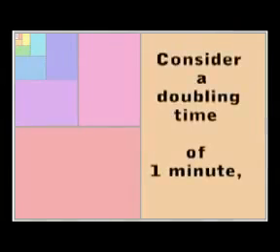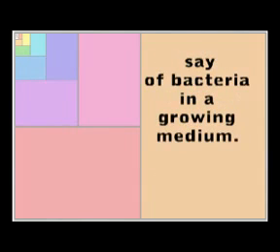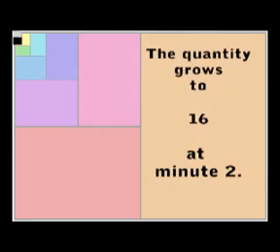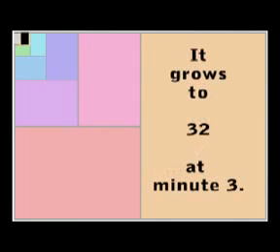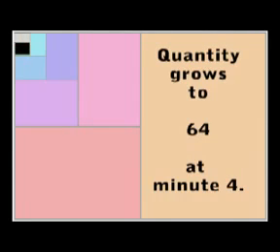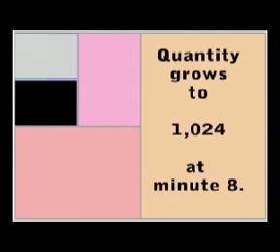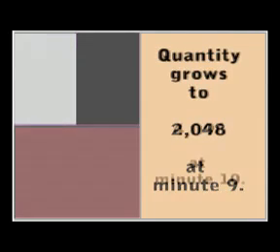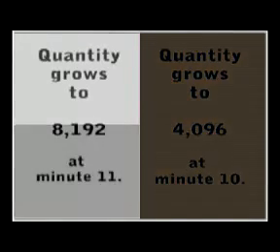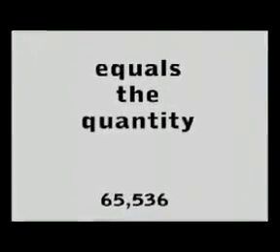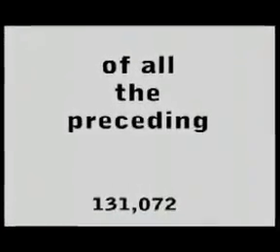Consider a doubling time of 1 minute, say of bacteria in a growing medium. Assume 8 units of bacteria after minute 1. It grows to 16 at minute 2, 32 units at minute 3, growing exponentially, 64 at minute 4, 128 at minute 5, 256 at minute 6, 512, 1024, 2048, 4096 at minute 10, more than 8000 at minute 11, more than 16,000 at minute 12, and so forth. Each doubling equals the quantity of all the preceding doublings combined.